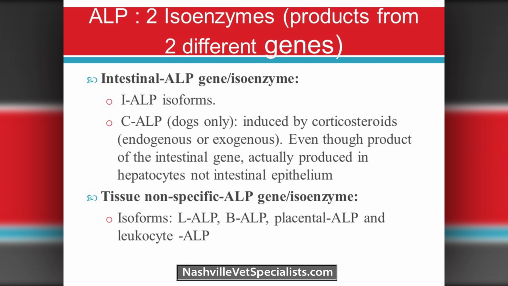So let's talk about liver enzymes. So ALP. Remember there are 2 isoenzymes. And what are isoenzymes? Remember, they're products from 2 different genes. And then each gene will actually have a post-translational modification, and that's called an isoform. When you think about these 2 types of genes, there's really intestinal ALP isoforms, and there's ALP.